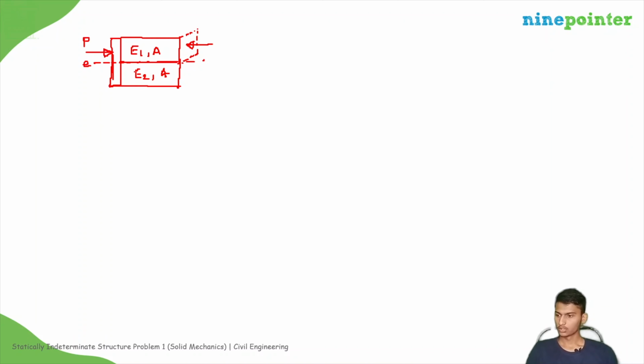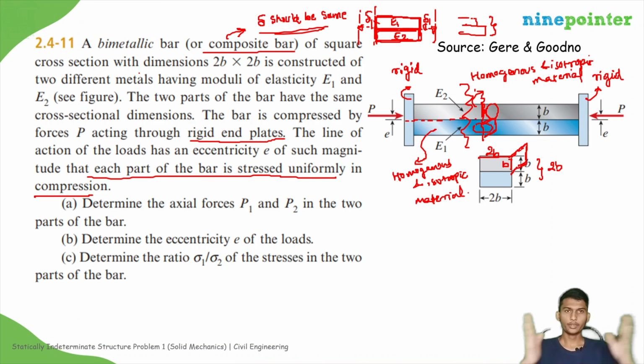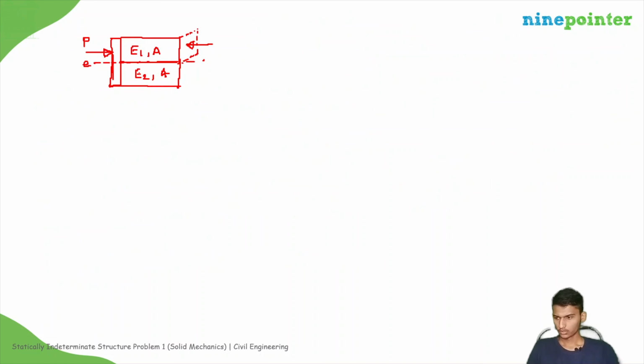So definitely compressive because P is applied here and here, right? So that is definitely compressive. So P1, let us assume this is P1 and it should pass through the center, right? So this is distance B by 2 because this whole distance is B. Similarly, P2 should also be B by 2 from the center line, right? So this is the diagram.